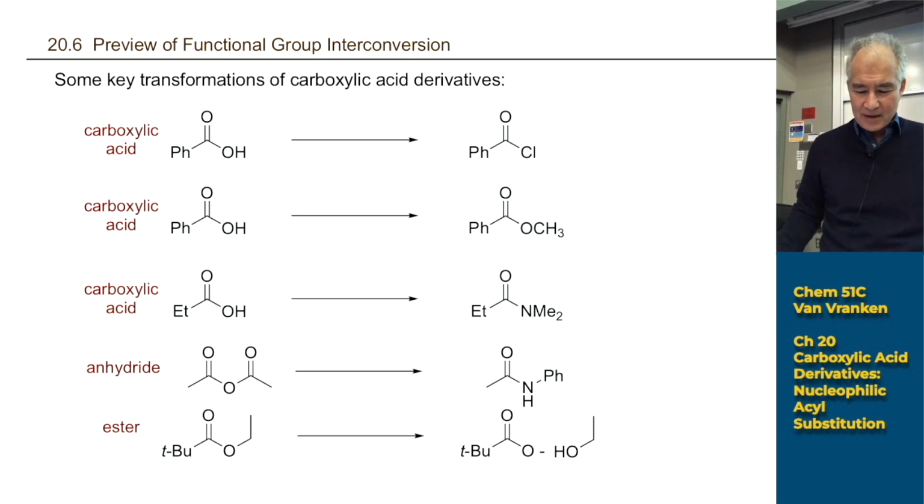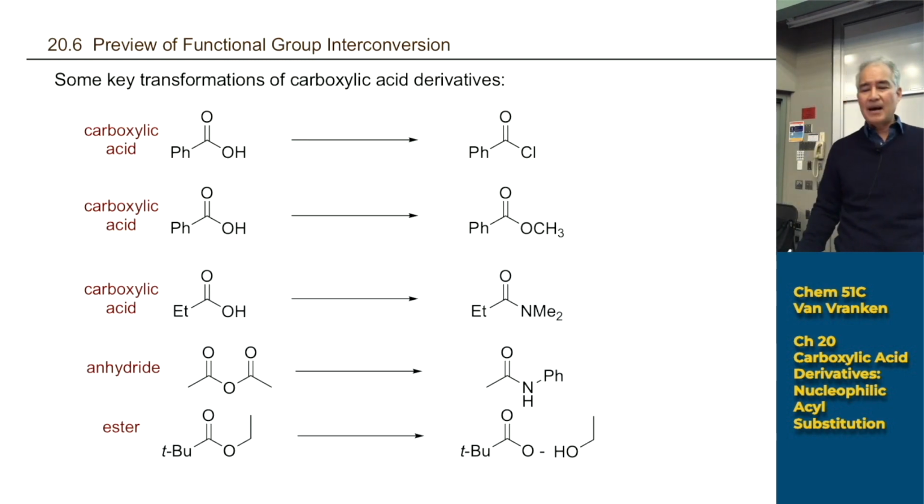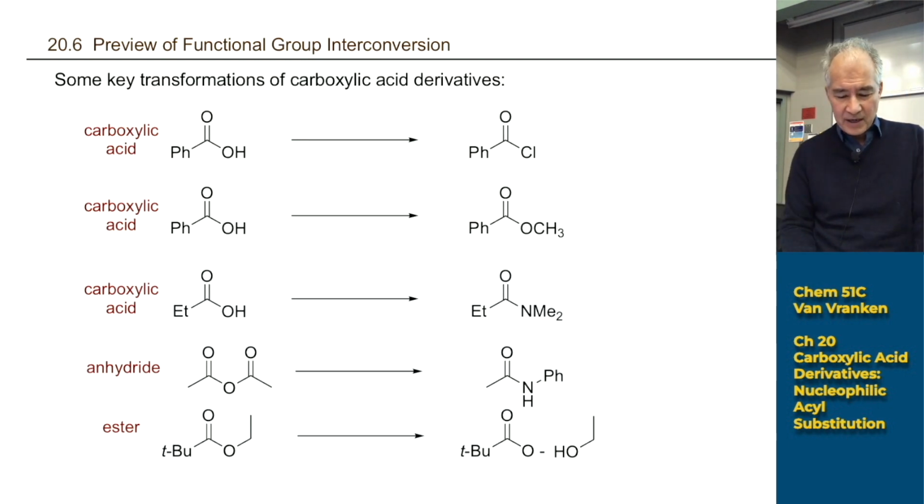So let's go ahead and talk about some of these functional group interconversions. I'm going to show you what will be the most valuable functional group interconversion that you'll see in this chapter. It's the most powerful one. It's converting carboxylic acids into acyl chlorides.